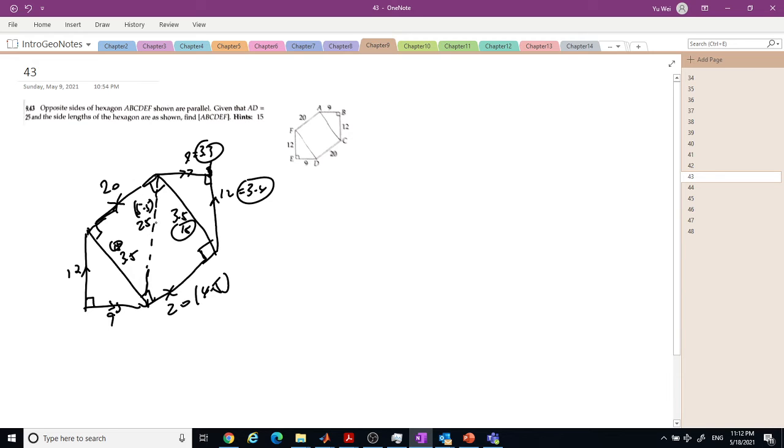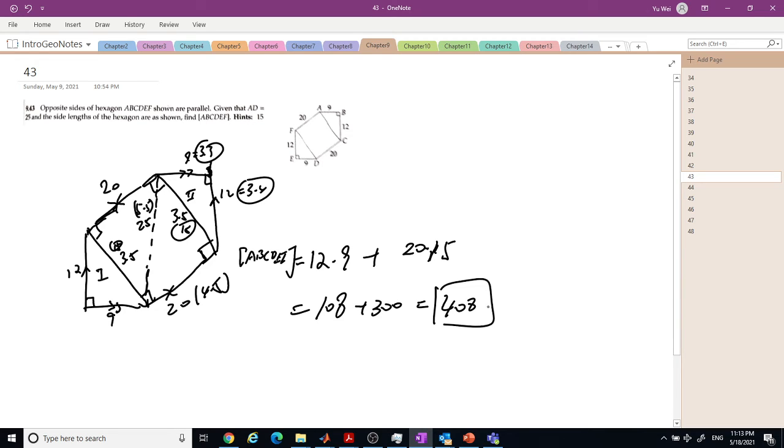These two triangles, 1 and 2, can make a rectangle. So 1 and 2 make a rectangle of 12 times 9, then plus 20 times 15. This is the total area. 108 plus 300 is equal to 408.